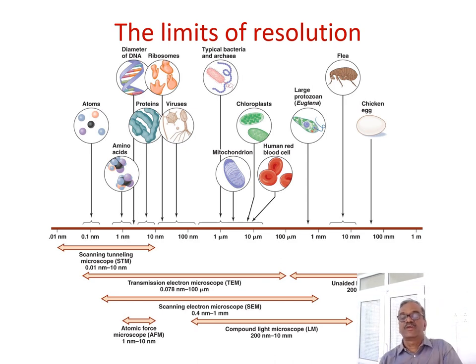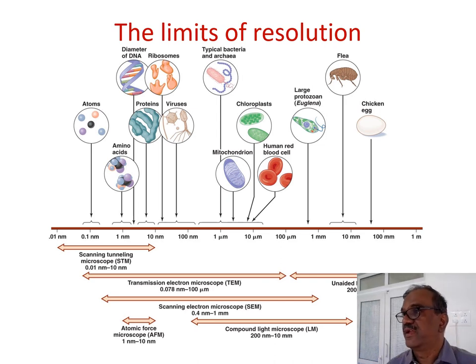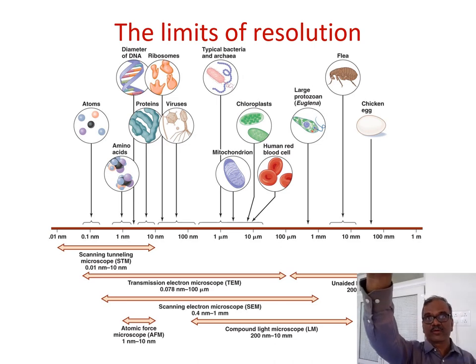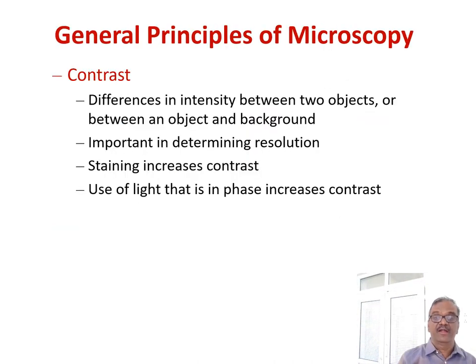If you want to see different insects, they are more than 10 millimeter. A grasshopper or locust or some other insect is big in size, so it may be more. Then a chicken egg, what is the diameter? Around 60 millimeter. So like that you can observe the various things. The limit of resolution varies depending upon the power of the microscope. Is it clear, the last row? Okay, so we will go to the next slide.